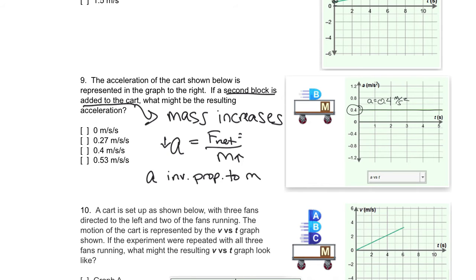So what is the answer? If it started at 0.4 meters per second squared and it goes down, 0 would be if there were no net force. It will be 0.27 meters per second squared because it has to be lower than 0.4, but it can't be 0 because 0 would mean that there's no net force. Does that make sense? Okay.